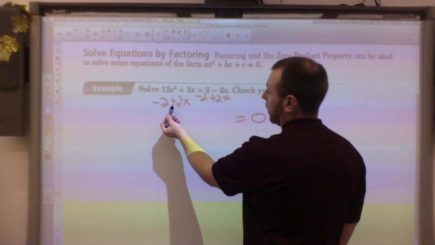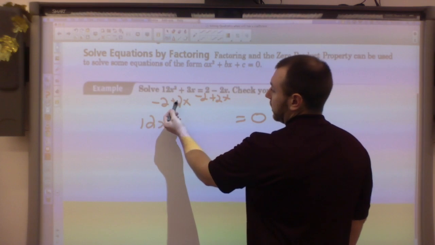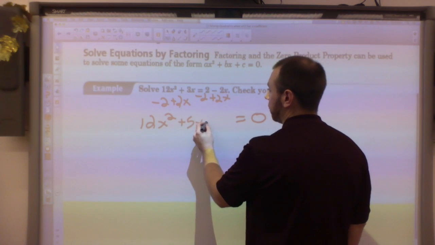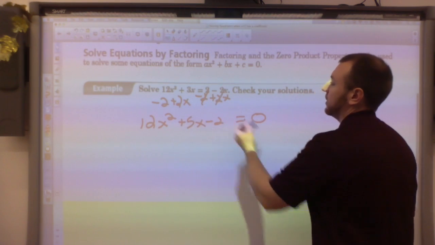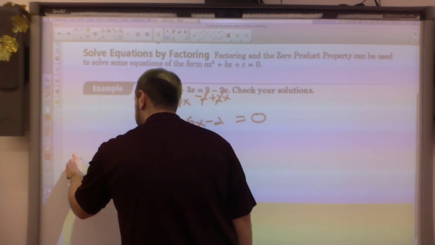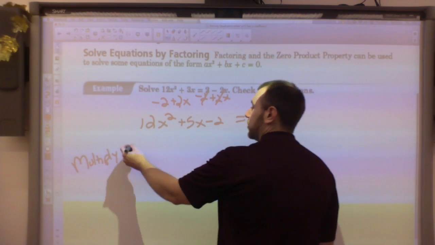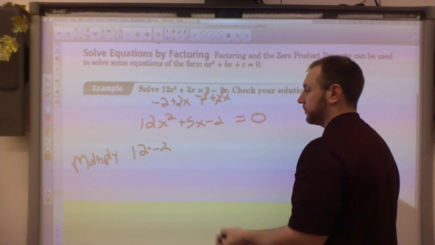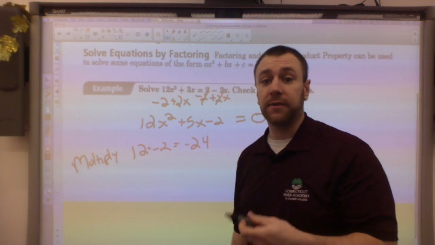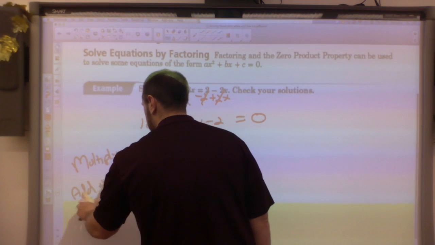Now the 12x squared doesn't have a like term. 2x and 3x, that's going to be 5x. And then this is going to be minus 2, because there's no other term and these cancel out. So now I can factor. The first step is to multiply. So I do 12 times -2, I get -24. Then I have to find my factors and add them.